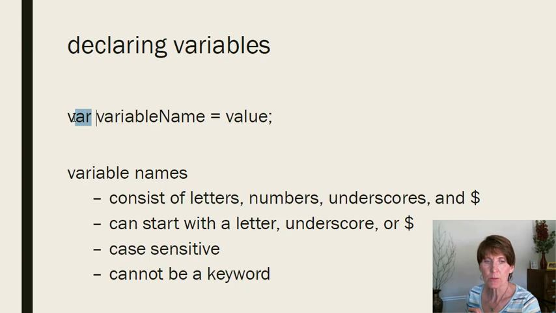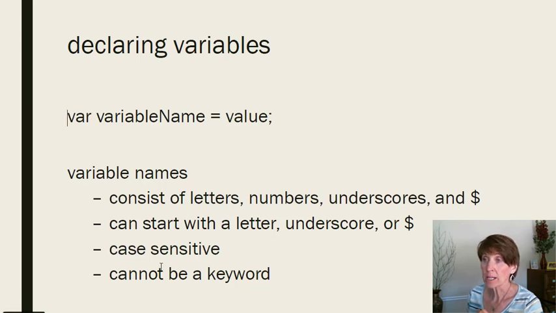The way they do it is with a keyword var, V-A-R, and then the variable name, and then assign it a value. And you can just declare a variable without a value too. That's allowed. Variable names consist of letters, numbers, the underscore, and a $ sign. And variable names can start with any of those except the number. So a letter, underscore, or $ sign can start the name.